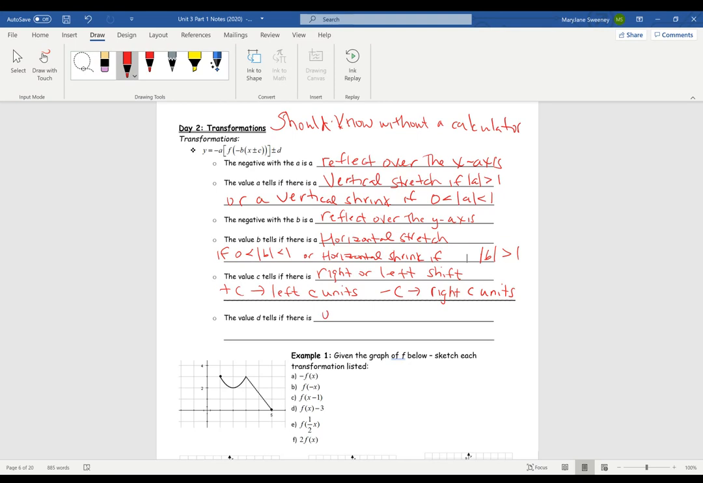And D is up or down shift. Plus D is up D units. Minus D is down D units.